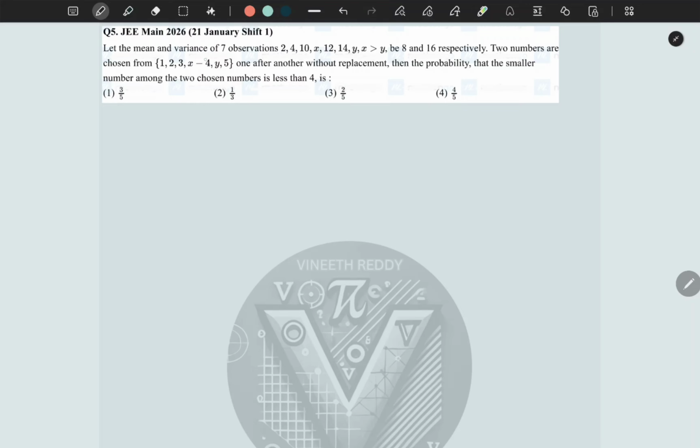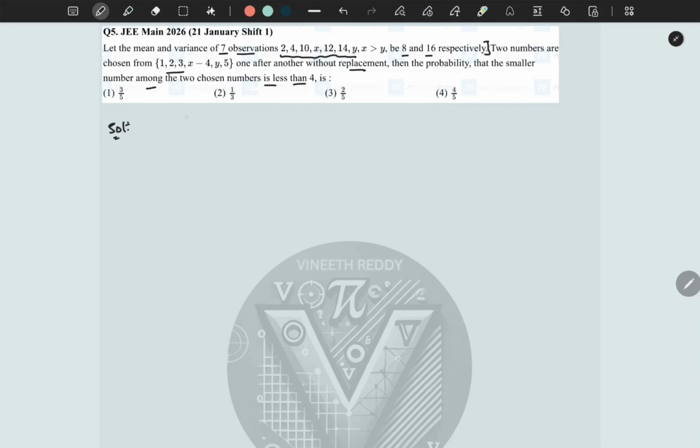The question says, let the mean and variance of 7 observations be 8 and 16 respectively. Two numbers are chosen from this, one after another without replacement. Then the probability that the smaller number among the two chosen numbers is less than 4. If you carefully see this set, it comprises x and y. So we need to first find x and y. For that, we will be using this data set.